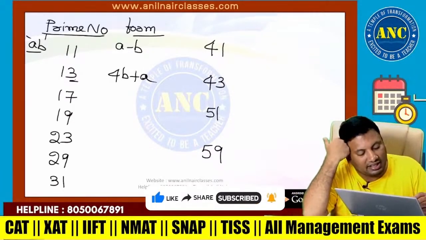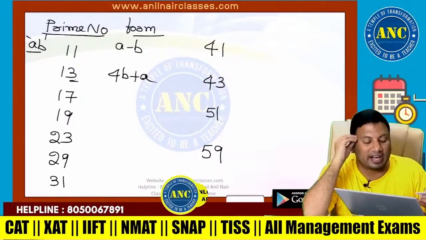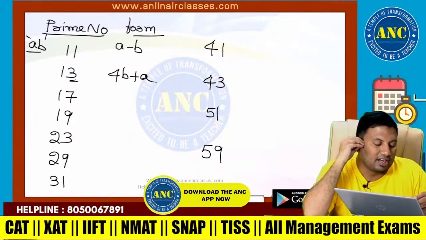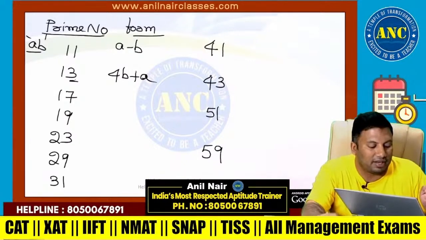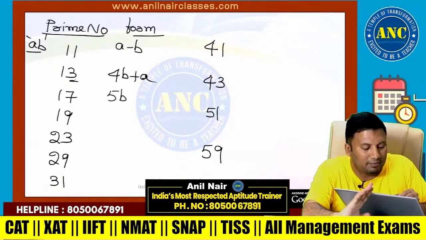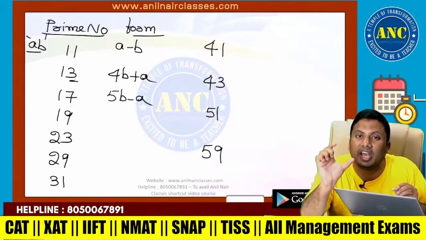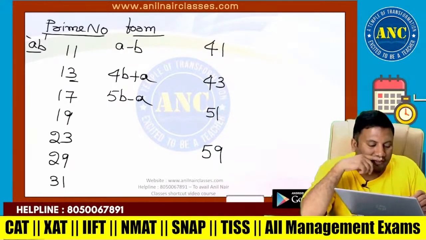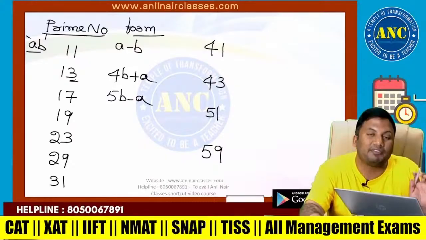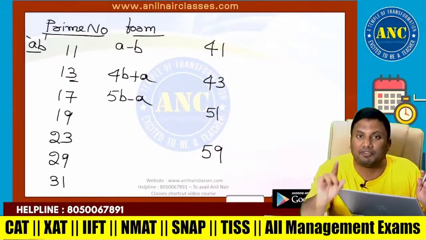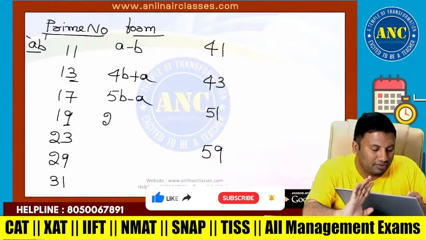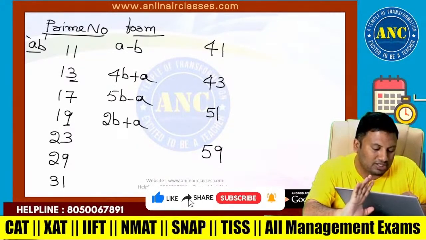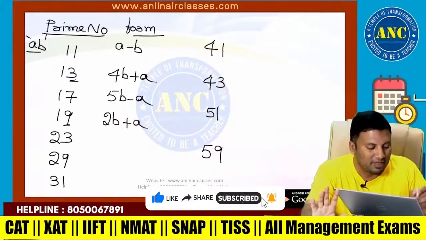Now 17. You can derive it. 7 5s are 35. 35 minus 1. It is 5B minus A. I am not touching anything other than the unit digit. 5 7s are 35. 35 minus 1 is 34. 34 is divisible by 17. If it is B, these are nothing but 2B plus A. I hope you are all there with me.